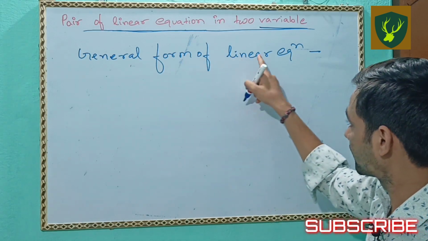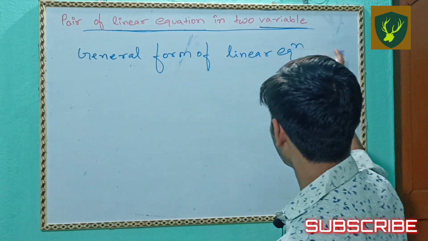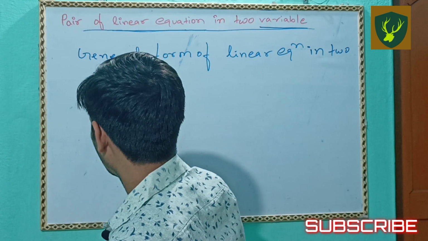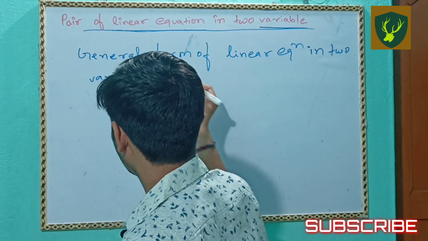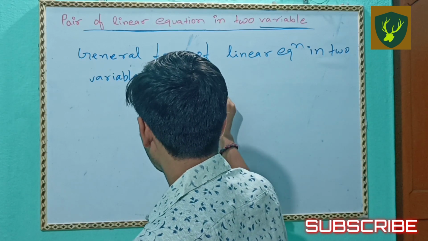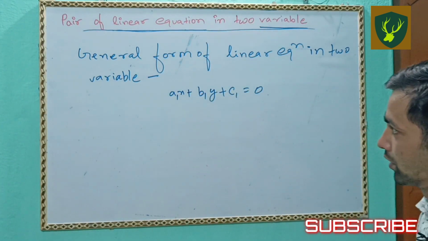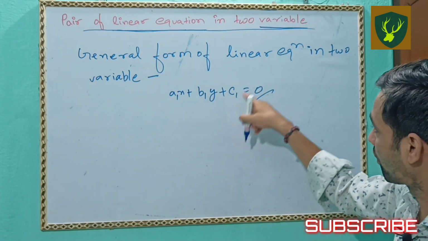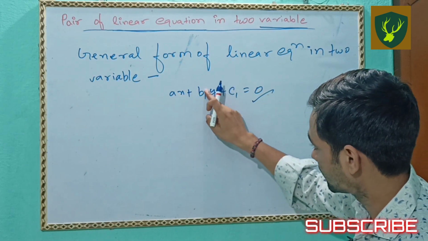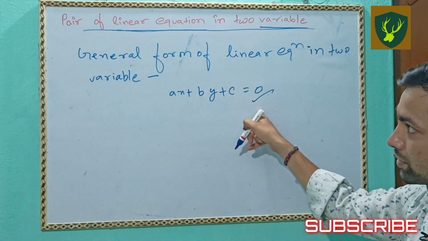The general form of a linear equation in two variables is a1x plus b1y plus c1 equal to 0. This is the general form of a linear equation.